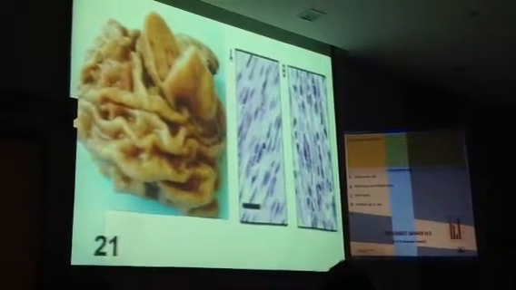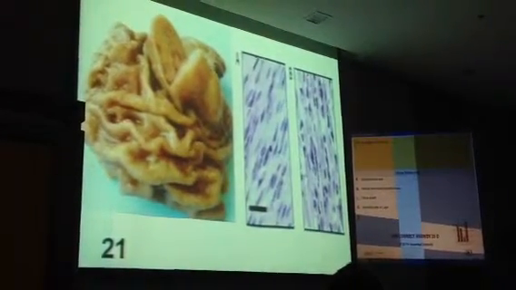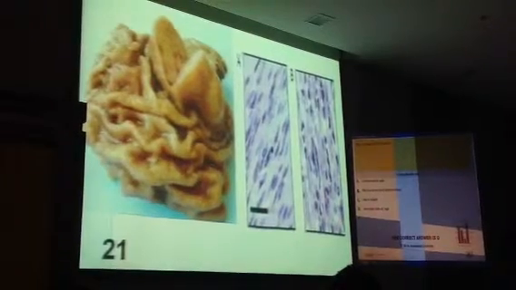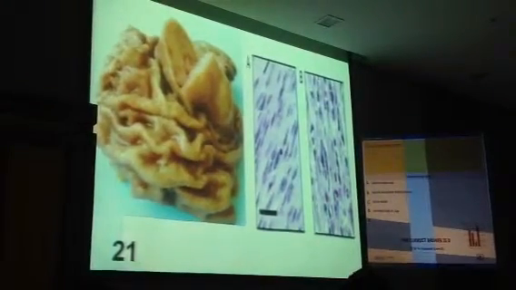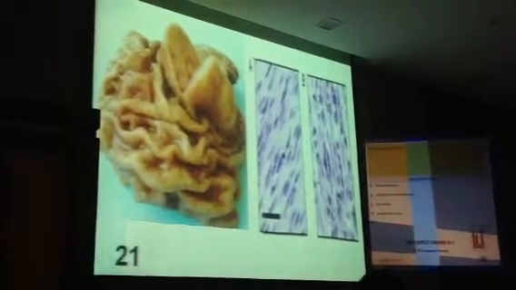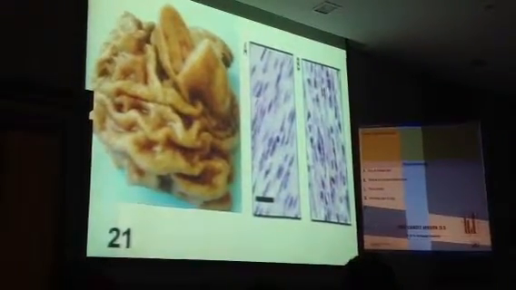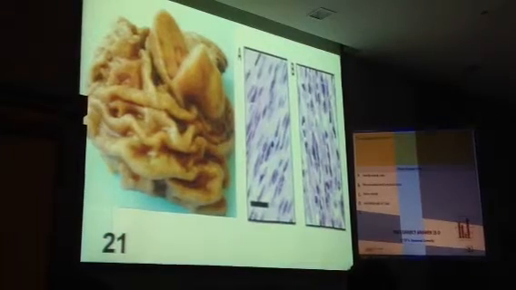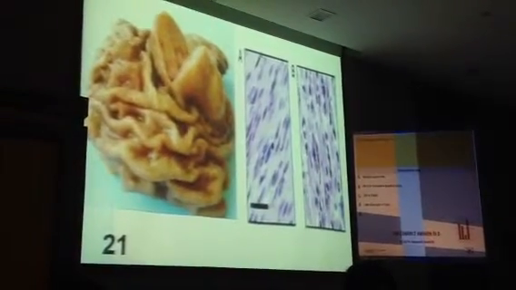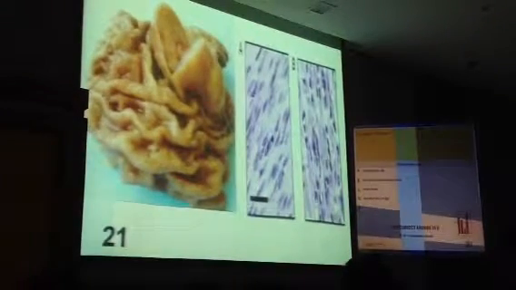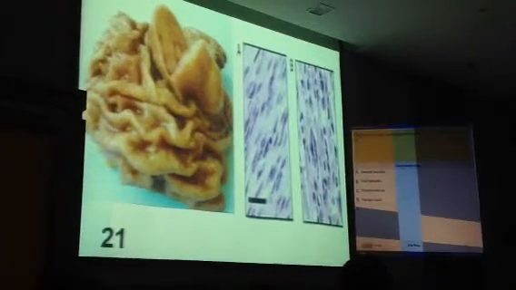Mucosa-associated lymphoid tissue is the cell origin of gastric lymphoma or intestinal lymphoma. Smooth muscle cells for leiomyomas, nerve sheaths for neurilemmomas, and interstitial cells of Cajal in the GIT are the cells of origin of gastrointestinal stromal tumor. Correct answer is letter D. Okay, very good. Next, 22.